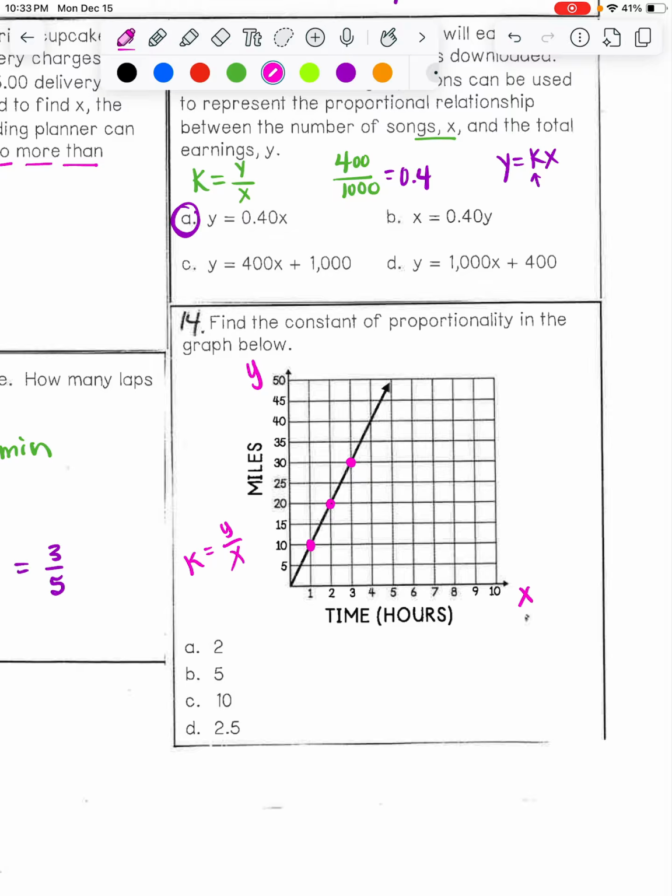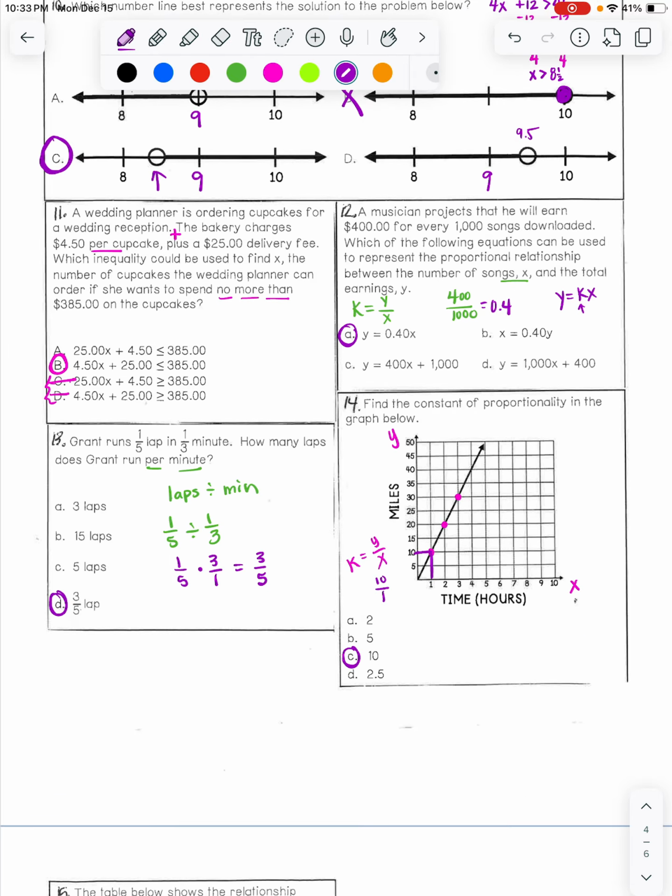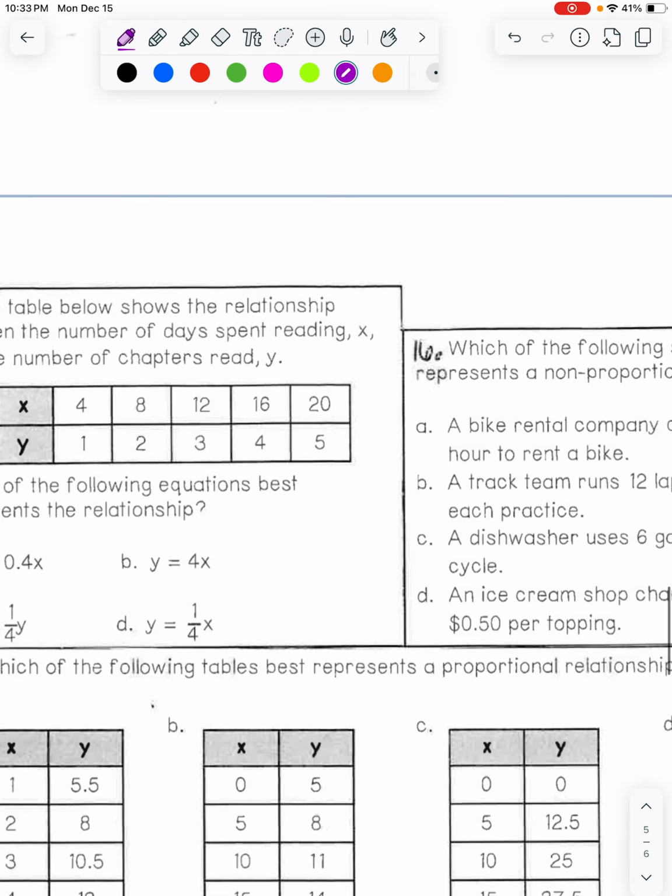So for example, if I wanted to use this first point, which is going to be the easiest one, I can see my y value is 10. My x value is 1. 10 over 1 is 10. So the constant of proportionality is 10 miles an hour. That's number 14.